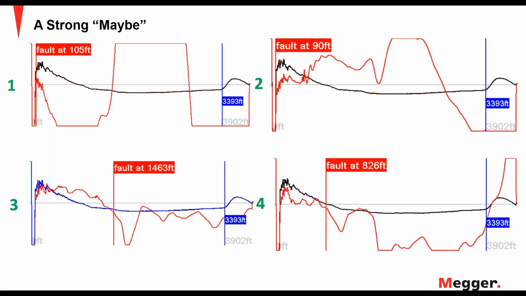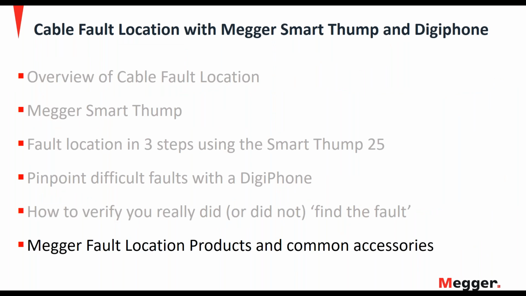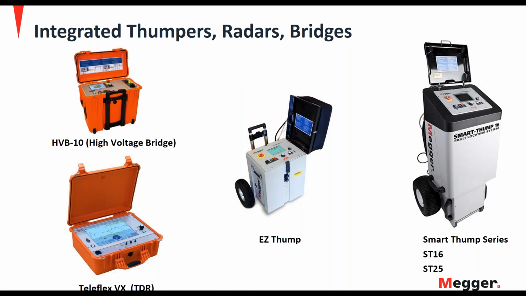Okay, so let's wrap up here with a review of some common Megger systems and fault location accessories. We have a series of integrated radars. You can see the Easy Thump, you can see the Smart Thump. That's basically what we've been talking about here. You can also have standalone radars. There's also a picture of a high voltage bridge here. A high voltage bridge is a different method, other than arc reflection, to get a fault distance.